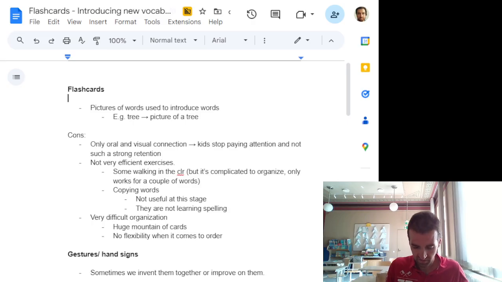So it's far from ideal. So we came up with a much better way of introducing new words, of revising new vocabulary.